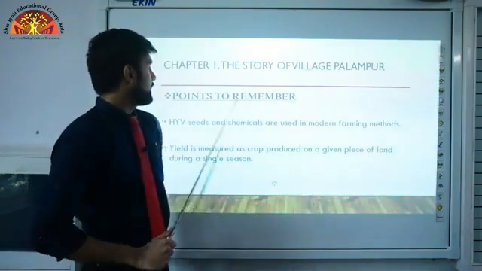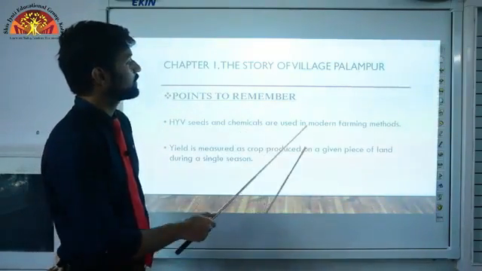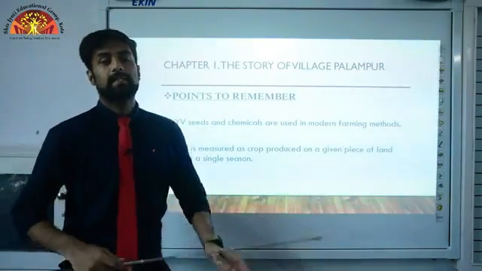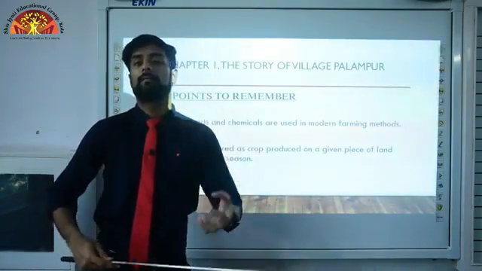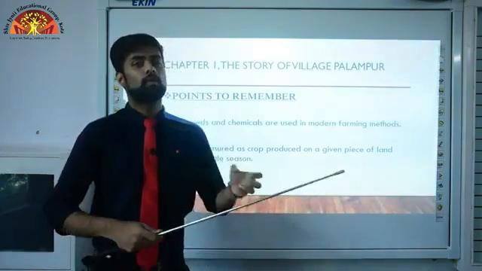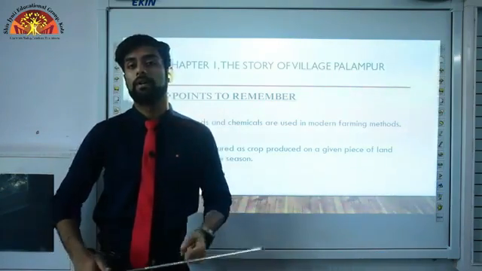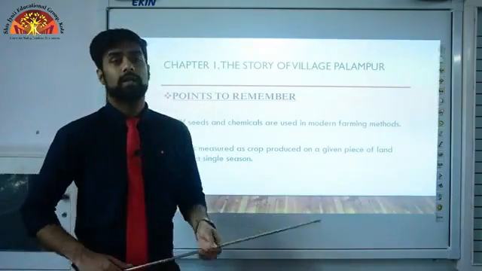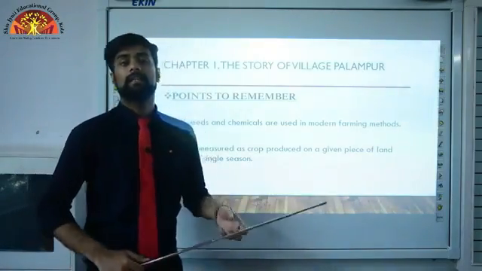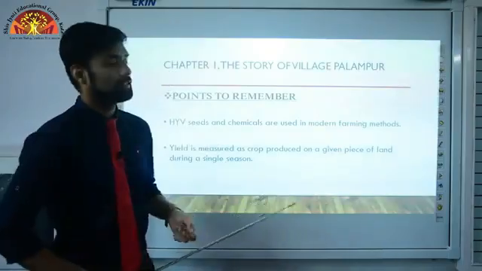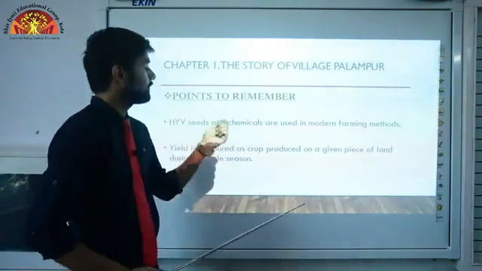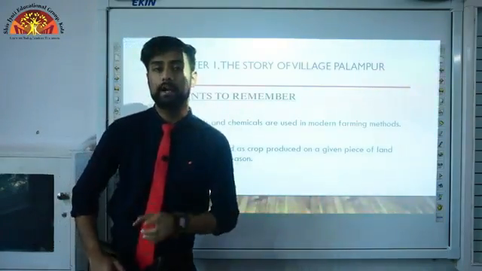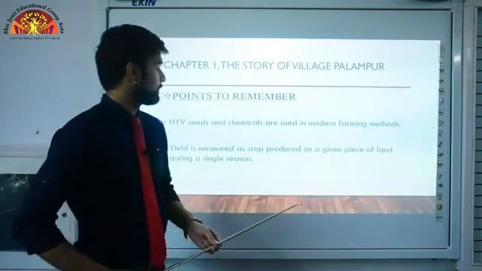Then HYV seeds and chemicals are used in modern farming methods. Now, as technology is improving, so are our farming methods. Earlier people used to use old tools, but now we have modern tools like tractors and threshers. So one of the many things that we use today in our farming method is chemicals and HYV seeds. HYV seeds are high yielding variety seeds which are genetically engineered to produce more crop.